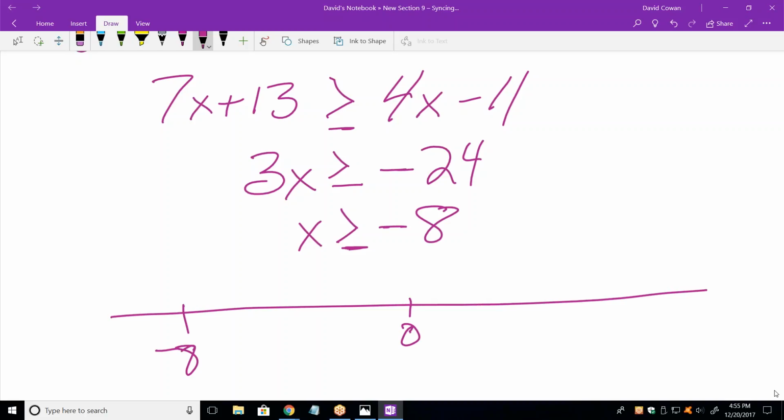Graph that. That's what they mean when they say graph it on a number line. You're not graphing it on an XY plane. You're graphing it on an X number line. How do I graph that? What's that mean?